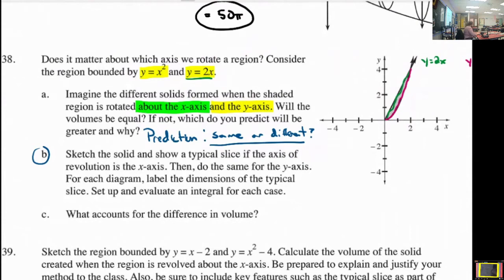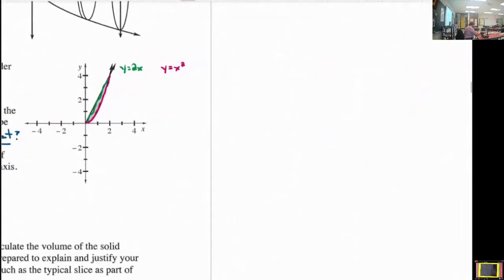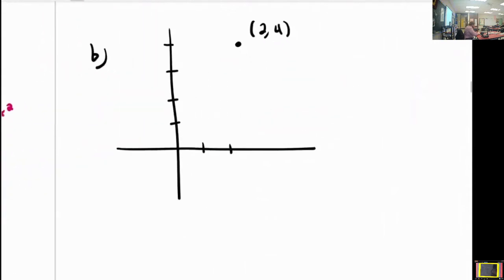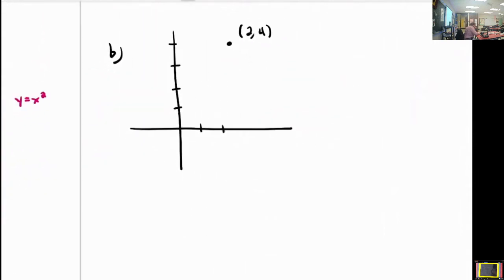So let's do the x-axis first. I'm going to need a lot of space for this problem, so this is for part B. We're going to do just a quick sketch of this. The point of intersection is the point (2, 4), which I think is important for drawing the diagram. So we have the line y equals 2x happening right there, and we've got the parabola, which looks something like that. And we're going to be rotating this thing around the x-axis.